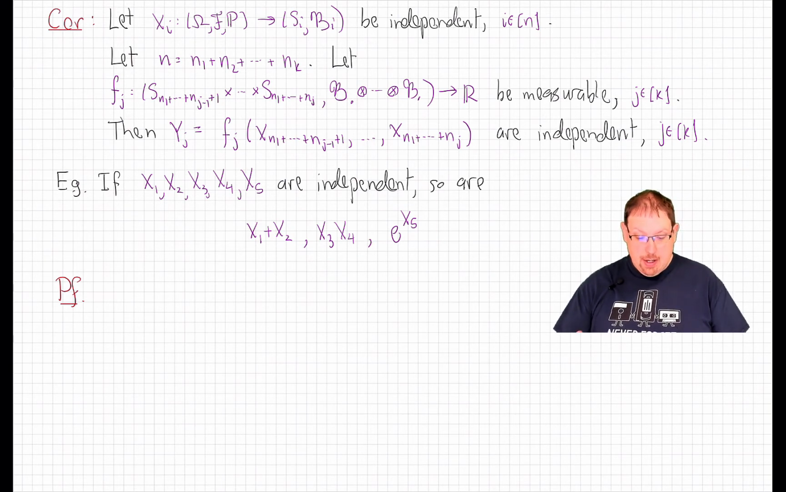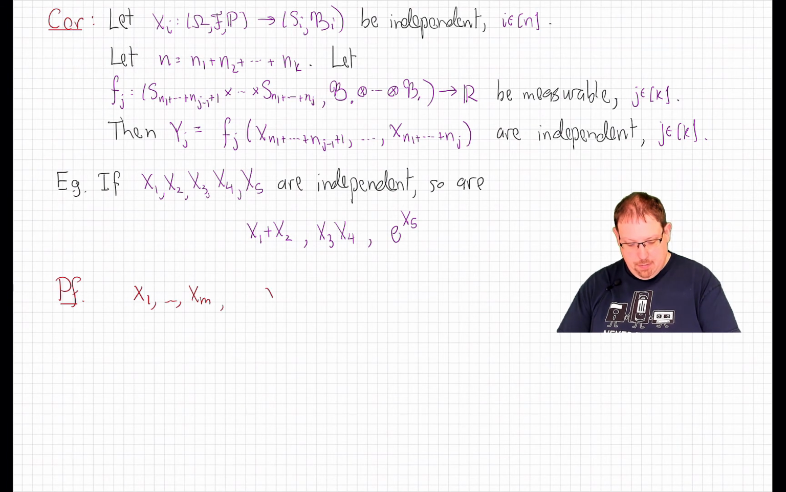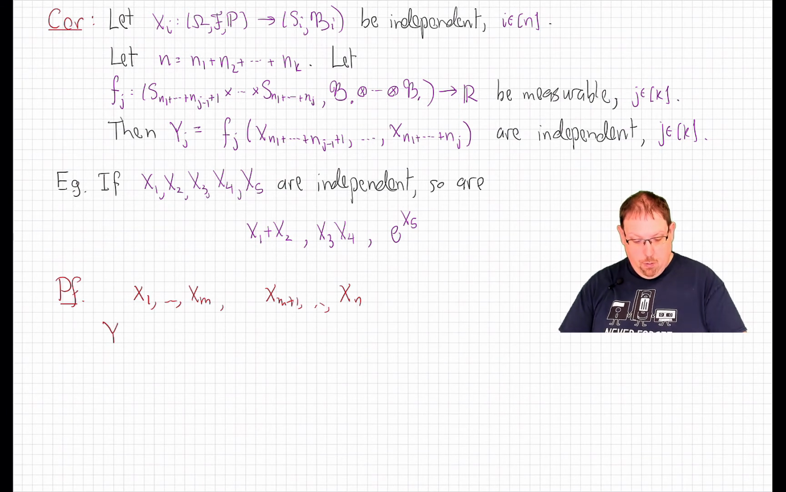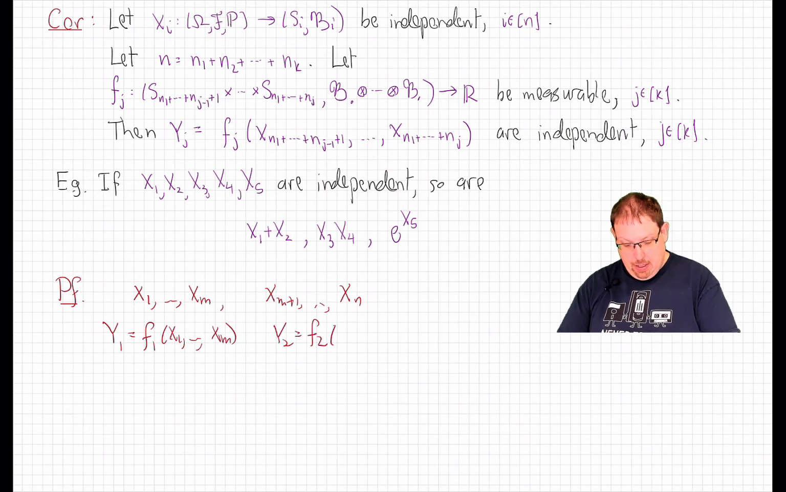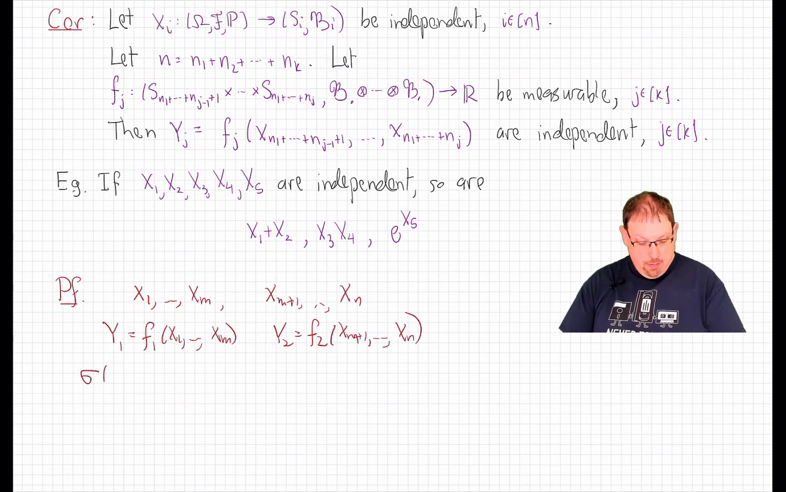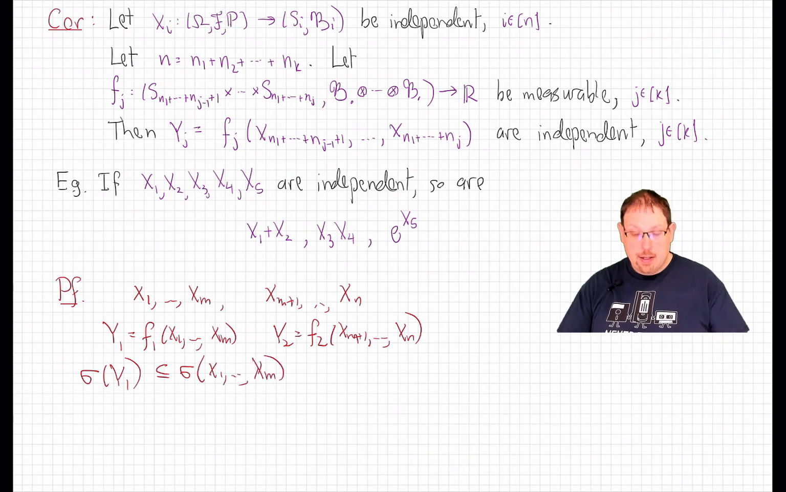Why is that? Well, let's do it again in the special case that we had last time. So let's look at partitioning of X1 through Xm versus Xm+1 through Xn. Let Y1 be some function f1 of X1 through Xm, and Y2 be some function of Xm+1 through Xn. Well, the sigma field generated by Y1 is then certainly contained in the sigma field generated by X1 through Xm. That is the easy direction of the Doob-Dynkin decomposition theorem.